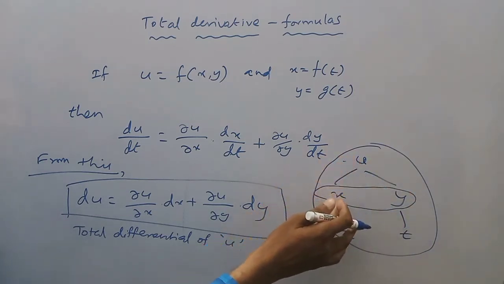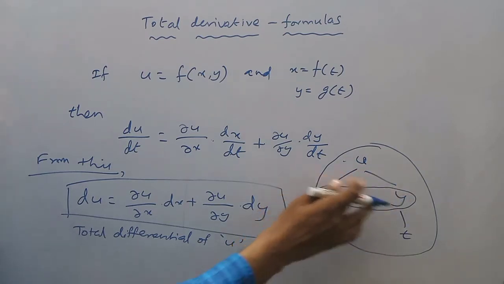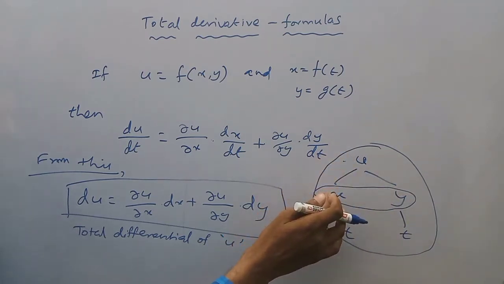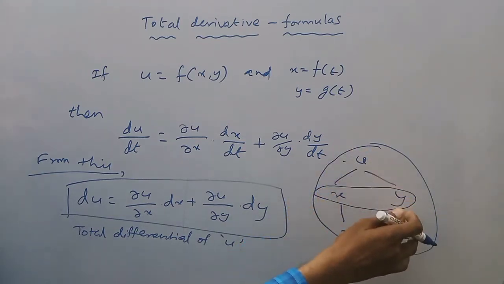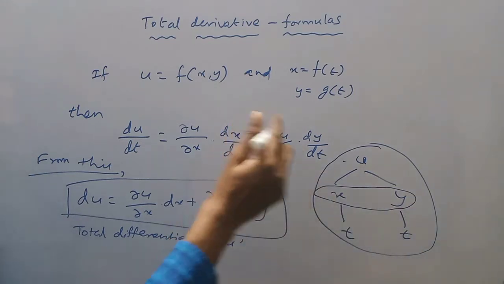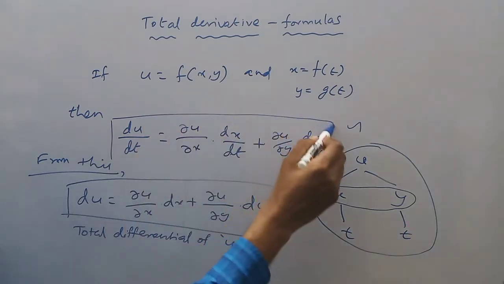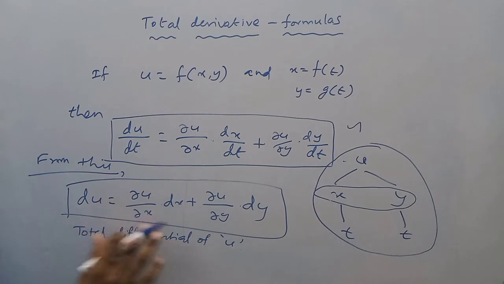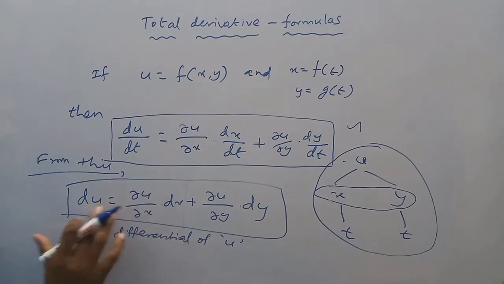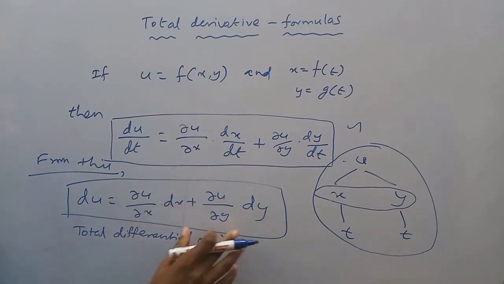While crossing x, the notation is dou. So dou u by dou x into dx by dt plus, while crossing y, dou u by dou y into dy by dt. This is the first formula. From this, in differential form, du equals dou u by dou x into dx plus dou u by dou y into dy. This formula is called the total differential of u.